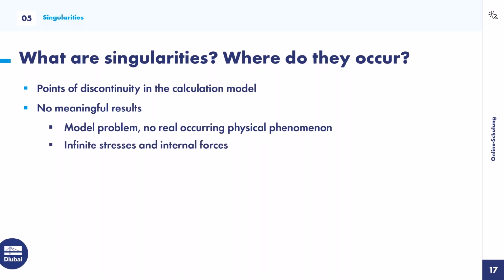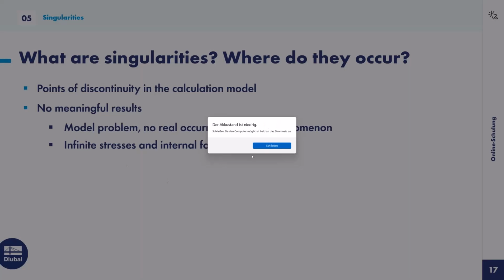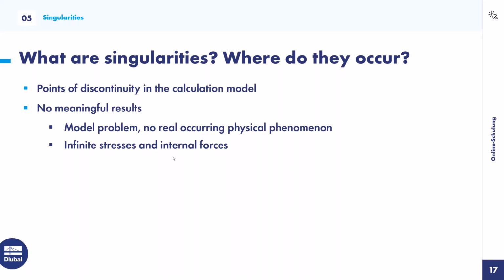And this can be imagined, for example, at a point load. If you have a point load and you want to look at the stresses in the surface, and you go directly under the surface, you have no area to distribute the force on. It means you have infinite stresses. And the further you go away from this central point, the more the stresses decrease.